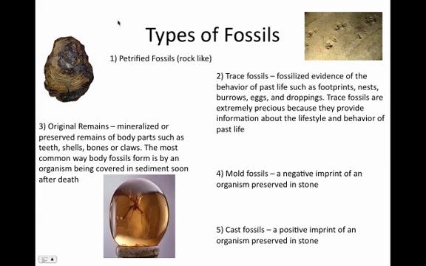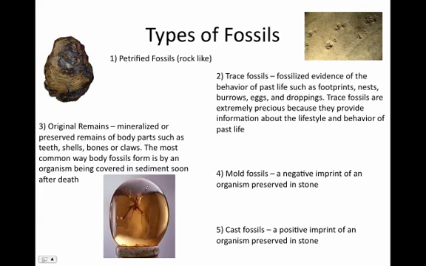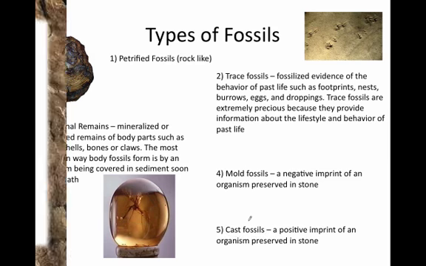Now, if you have ever seen the movie Jurassic Park, you'll remember that they were lucky enough to have the original remains of a mosquito stuck in amber, which is tree sap. That is extremely rare. And probably the most common type is a mold, which is a negative imprint of the organism. And then a little less common is a cast, which is a positive imprint.